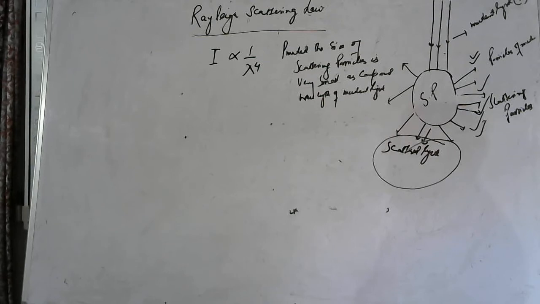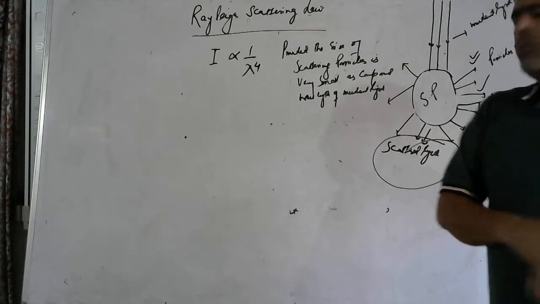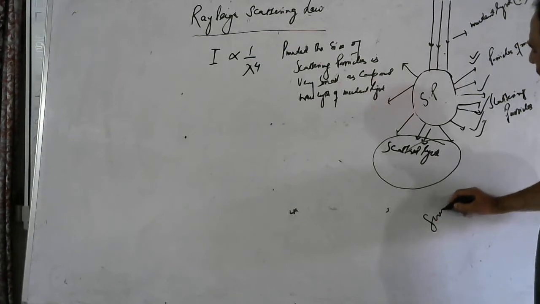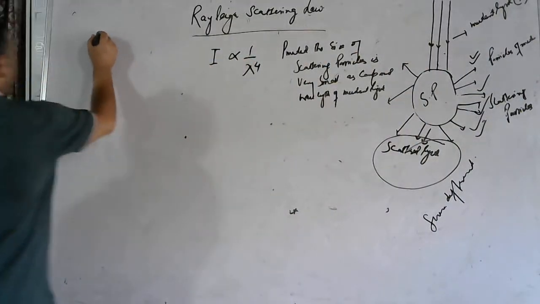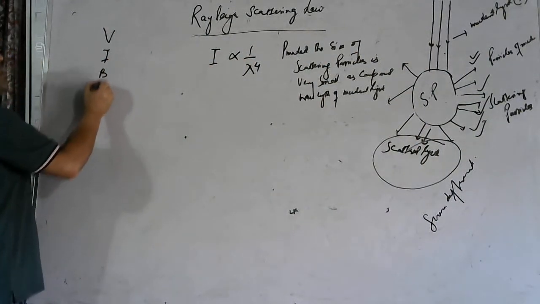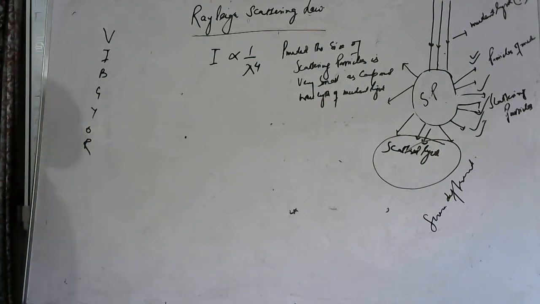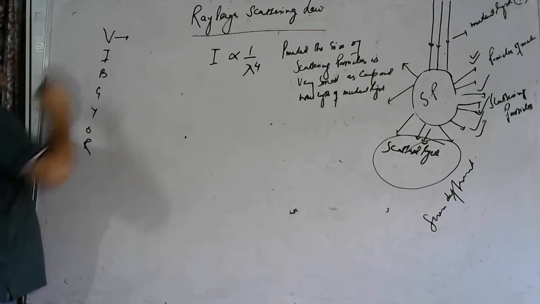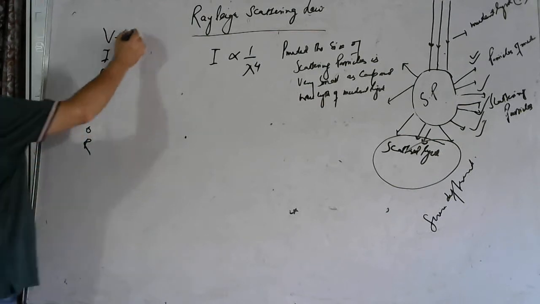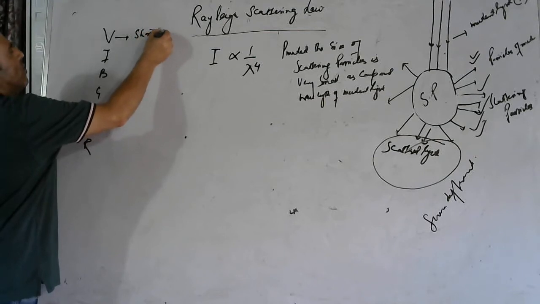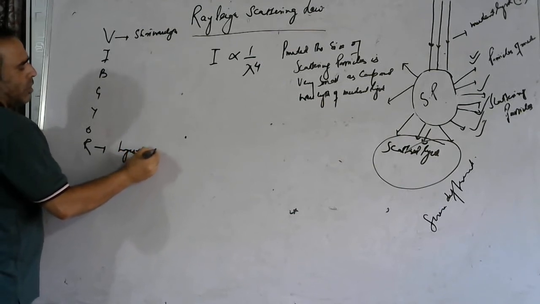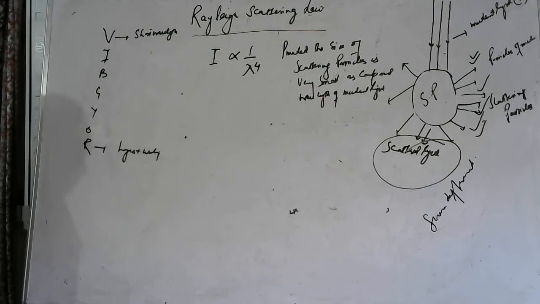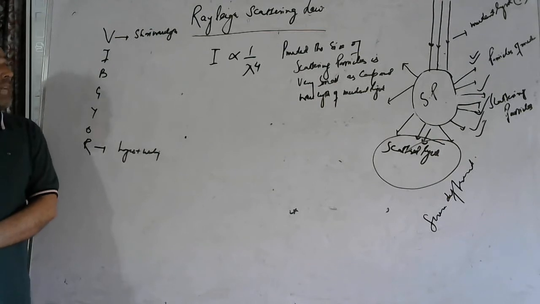We know that white light consists of 7 different colors. What are these colors? We will remember them as VIBGYOR. This violet color has the shortest wavelength, and this red color has the longest wavelength. These are the 7 colors in the spectrum of sunlight. Red color has the longest wavelength, and violet color has the shortest wavelength.